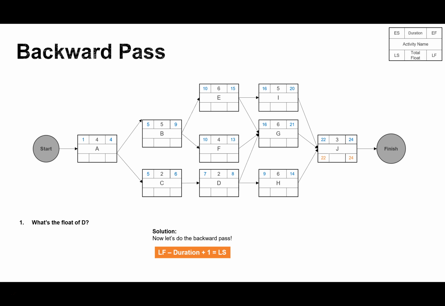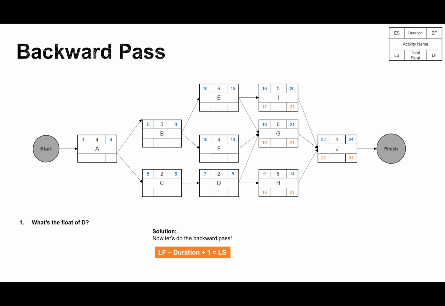Then I can see J has links to I, G, and H. So since J will start on day 22, as seen in that late start, then the other boxes that are preceding it need to start on day 21. And then I apply the equation again, carefully, making sure that I'm adding that 1. And I can find the late start for all those activities.